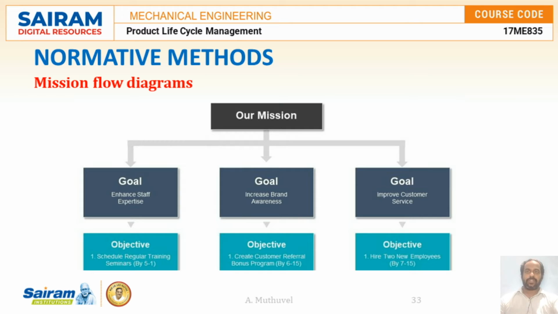So the company mission is split into three goals, and how the goals are to be achieved by their objectives. So that we are going to see. Their three main goals are to enhance staff expertise, increase brand awareness, and improve customer service. For enhancing the staff expertise, the objectives they made are regular seminars, regular workshops, and visits like that, which they plan to enhance the staff expertise.